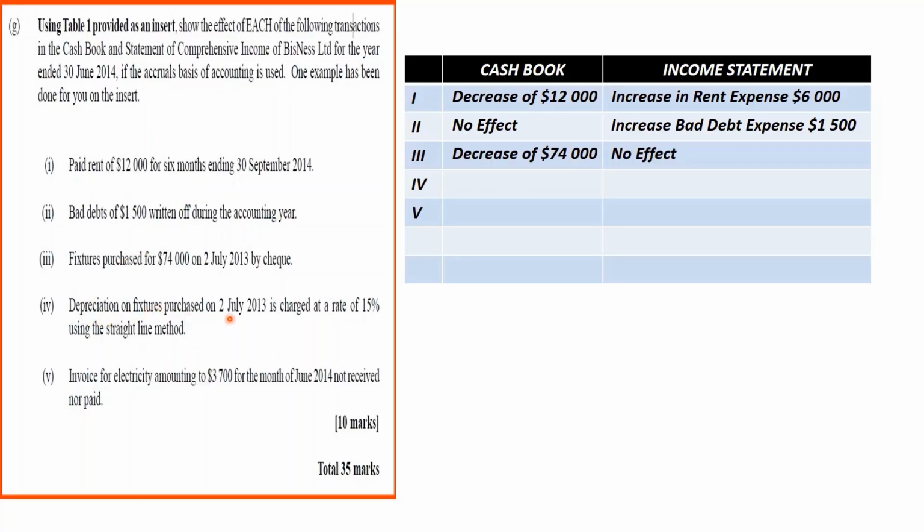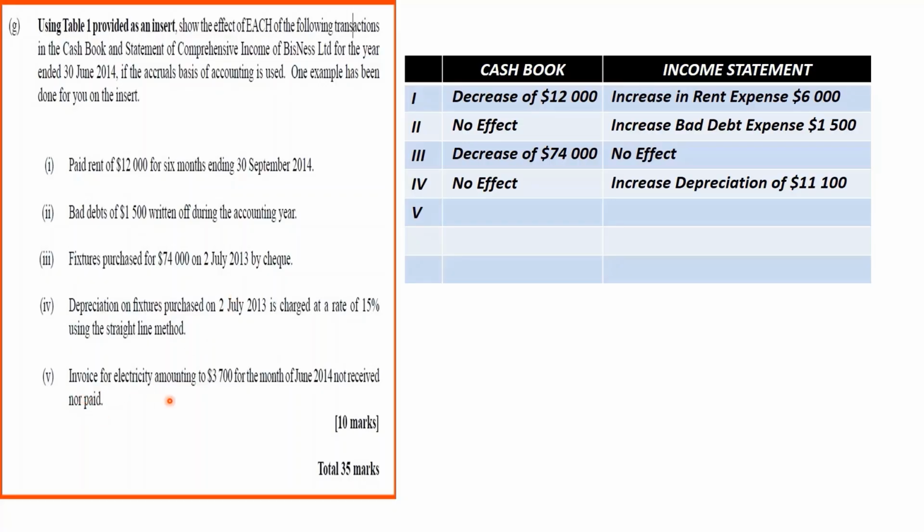Depreciation of fixtures purchased on 2nd July 2013 is charged at a rate of 15% using the straight line method. So these fixtures here, 74,000, were bought at the beginning of the year, 2 days inside the year, so we will charge a whole year's depreciation on it. It will be 15% of 74,000, and we will get 11,100. Increased depreciation of 11,100.